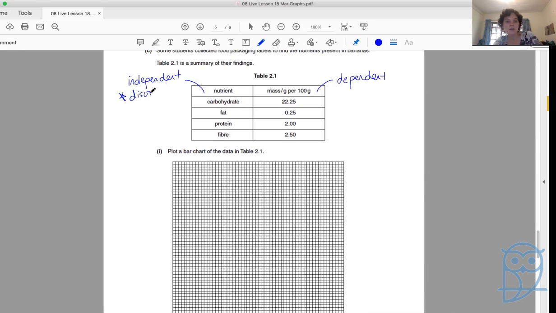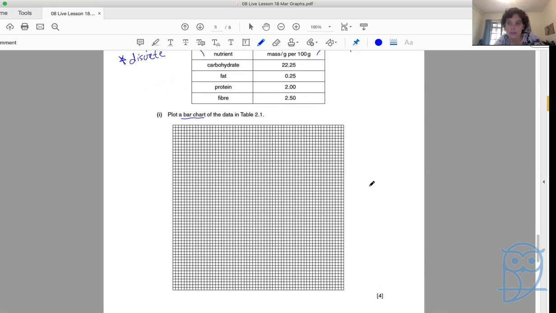The reason that we're doing this is because we want to make a note: are we heading towards what type of graph? Discrete data for our independent means we are heading towards a bar chart. We are then confirmed as we read further in the question, plot a bar chart. So 1, 2, 3, 4 bars, separated bars, and here are our values.